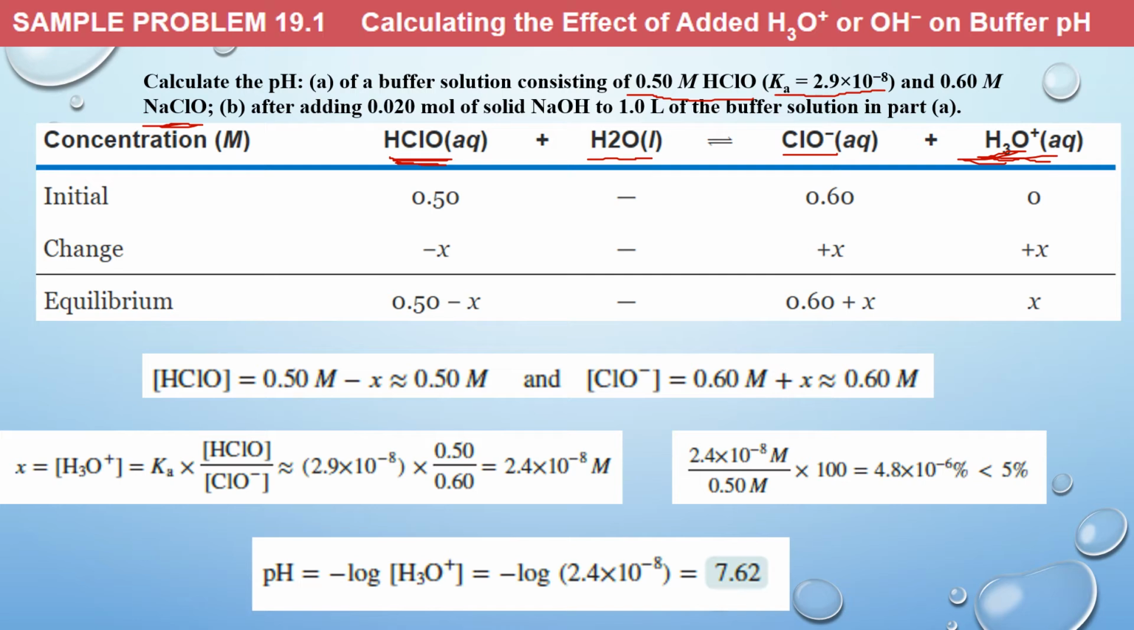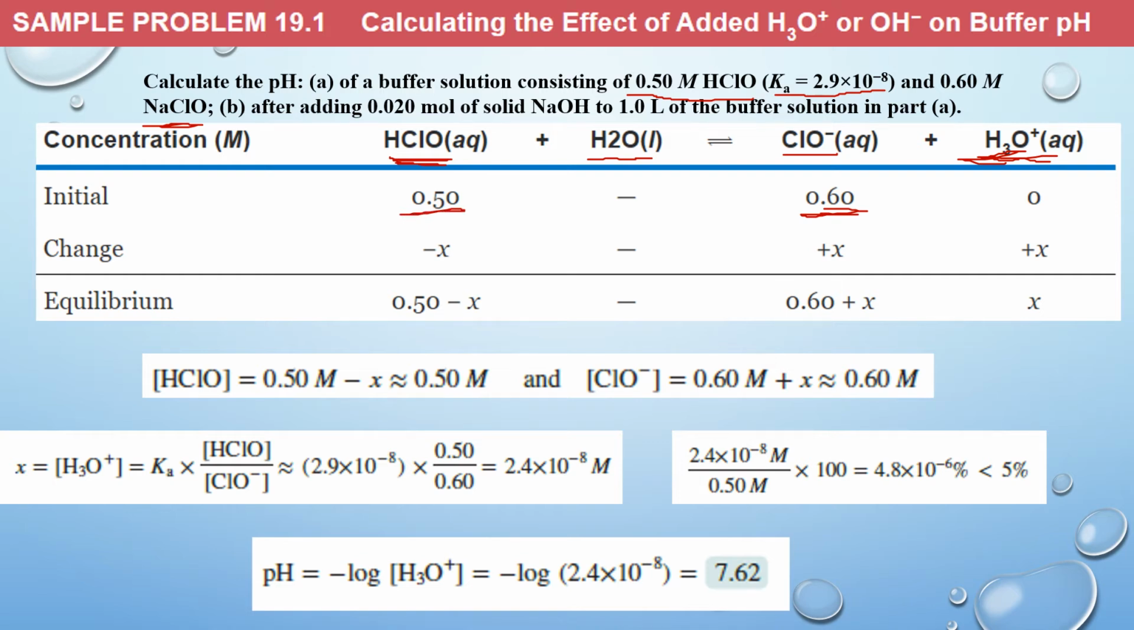The starting concentrations of these two are given. The hypochlorous acid is 0.5. Because NaClO is a salt, it completely dissolves, so the concentration of this anion is also equal to the concentration of the salt you added. So that's the starting concentration, 0.6.